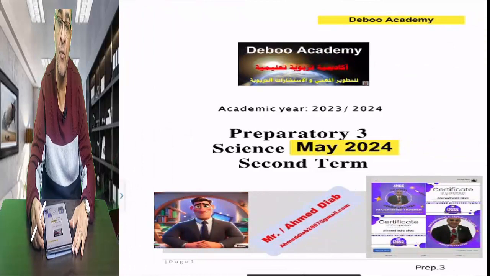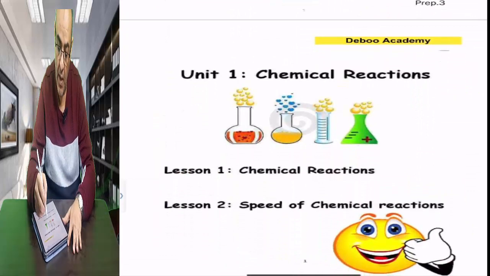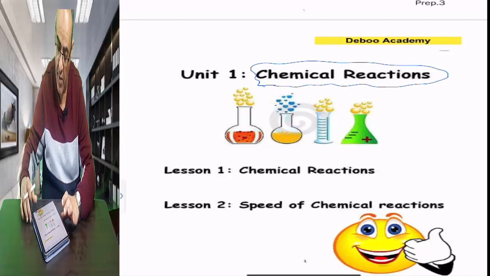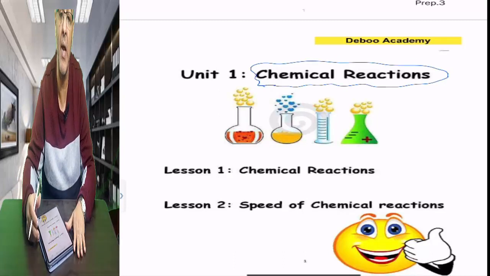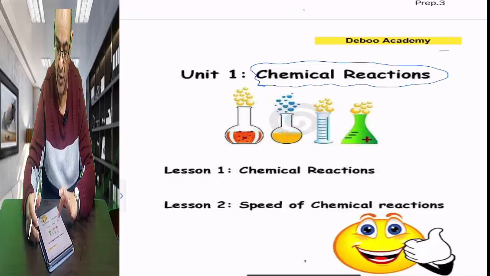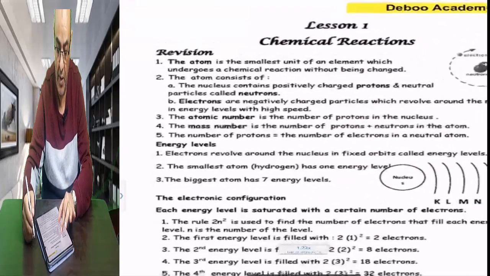Today, dear students of third prep, we are going to revise the first unit and the first lesson in the first unit, which is Come to See Chemical Reaction. This unit is about chemical reactions, how they happen, and the speed of chemical reactions. Today we are going to revise lesson 1, which is chemical reaction. Come with us to see what we are going to talk about.